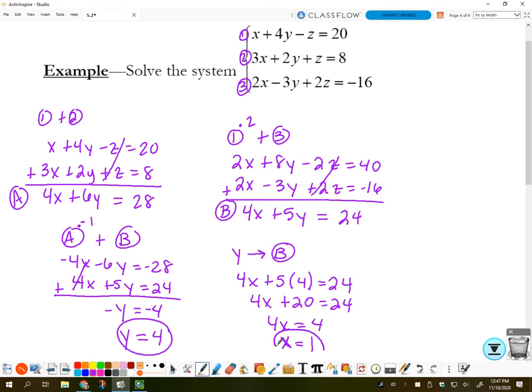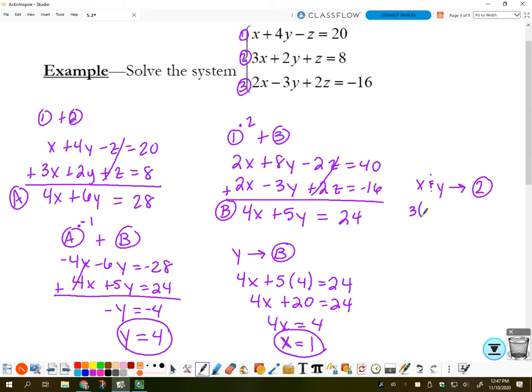Alright, now I know 2 things. So if I know 2 things, I plug it in somewhere where there are 3 things. So I can take the x and the y that I now know and plug them into any of those original equations. I'm going to pick 2 because it has a positive plain old z. That's the only reason. You can pick any of them.